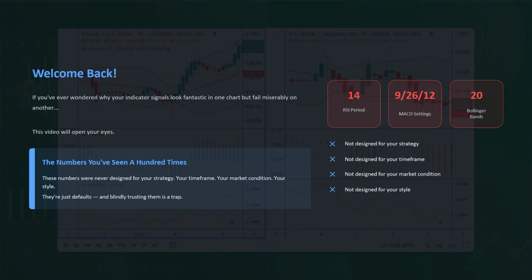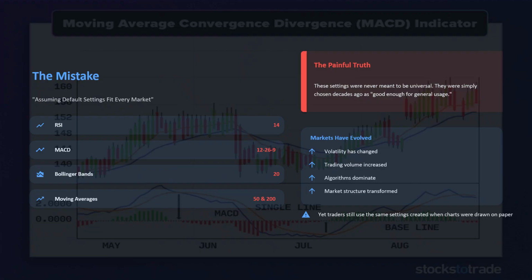But here's the truth. These numbers were never designed for your strategy, your time frame, your market condition, your style. They're just defaults, and blindly trusting them. Most traders treat indicator settings like magical formulas. RSI 14 must be the best. MACD 12, 26, 9 works everywhere. Bollinger Band's 20 period is universal. ATR 14 works for every stop loss. Moving averages 50 and 200 are holy.